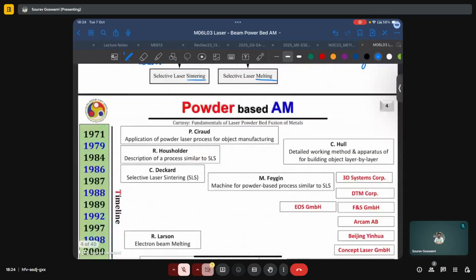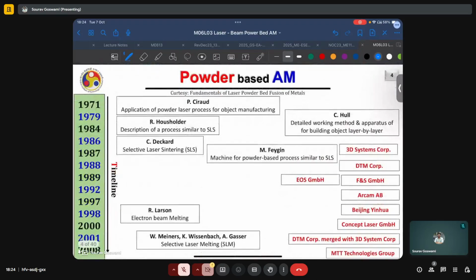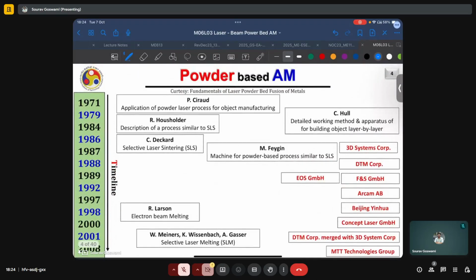So the present slide contains a timeline of the development of selective laser melting type technologies. It was in the 1970s that P. Sirod proposed the application of powder laser process for object manufacturing, and later in the mid 80s, Householder gave the description of a process which was very similar to selective laser sintering. So basically laying the foundation for SLS and SLM.